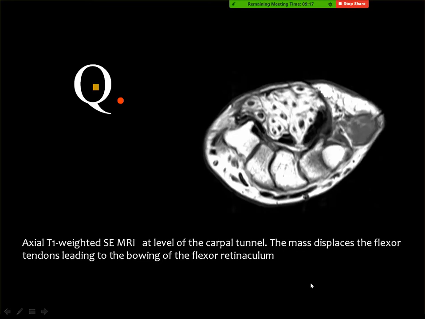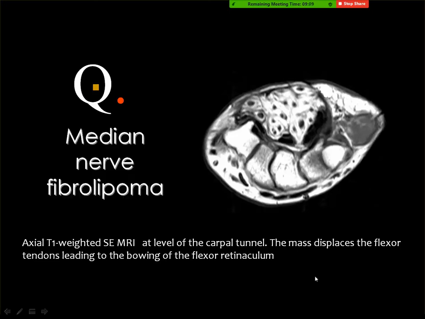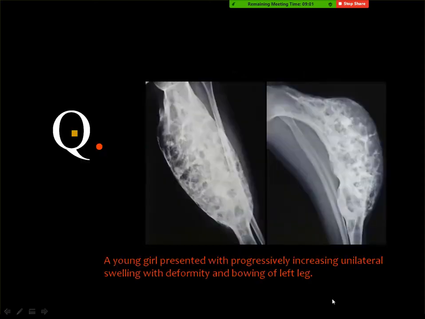Carpal tunnel syndrome. Carpal tunnel syndrome due to fibromatosis of the median nerve. Of the median nerve. This is in the axial image, and the previous one was in the sagittal image.